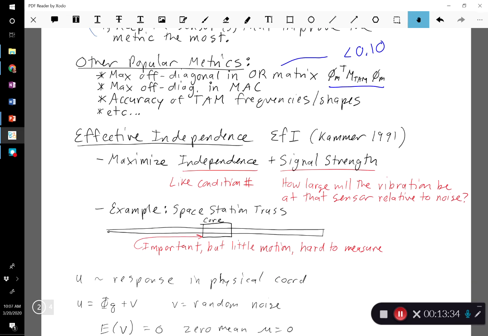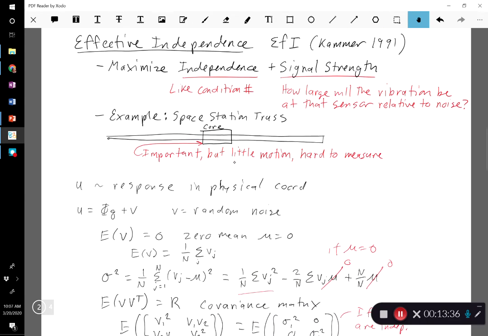Let's shift gears, though, and talk about effective independence, which was developed by Kammer, a former professor at UW-Madison in the 1990s. In this algorithm, he took what we talked about above with the condition number algorithm, independence of the modes, but he also considered signal strength, or how large the vibration signal will be at each sensor relative to noise. Similar to what we talked about earlier in the beginning.